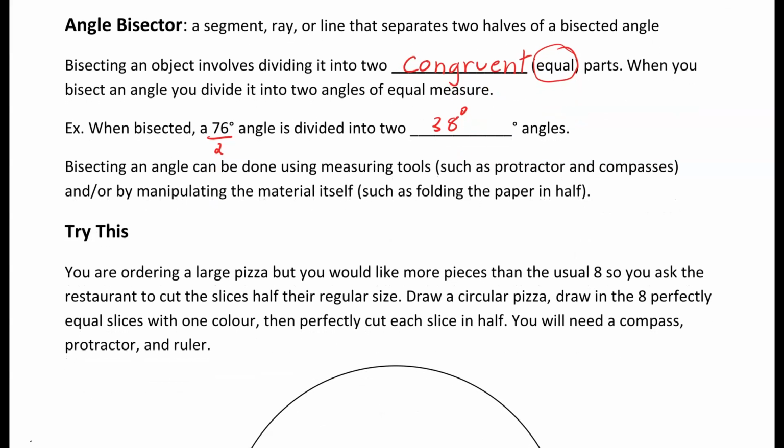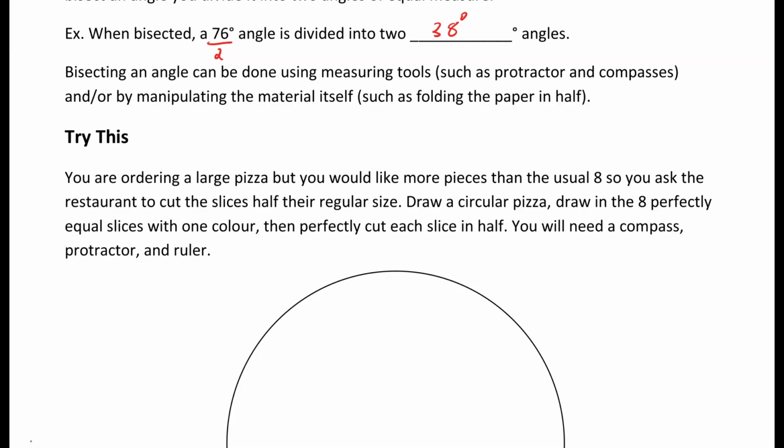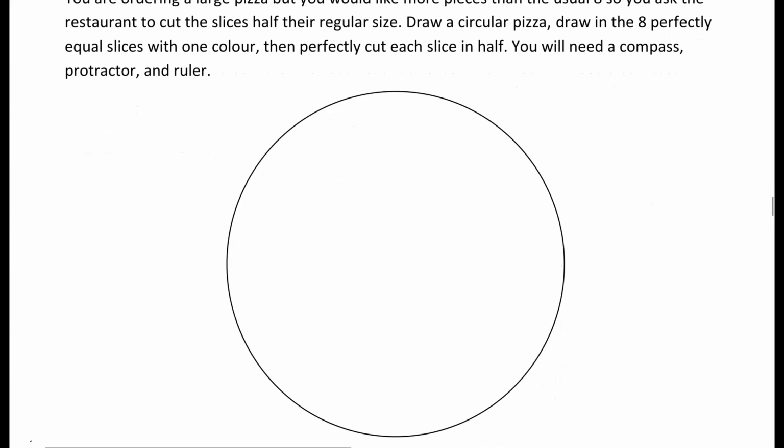Now, bisecting an angle can be done using measuring tools such as protractors and compasses, which we're not going to be looking at, or by manipulating the material itself. So you could do folding, where you fold it in half and then quarter it and so on. In the example below, you're ordering a large pizza, but you would like more pieces than the usual 8. So you ask the restaurant to cut the slices to half their regular size.